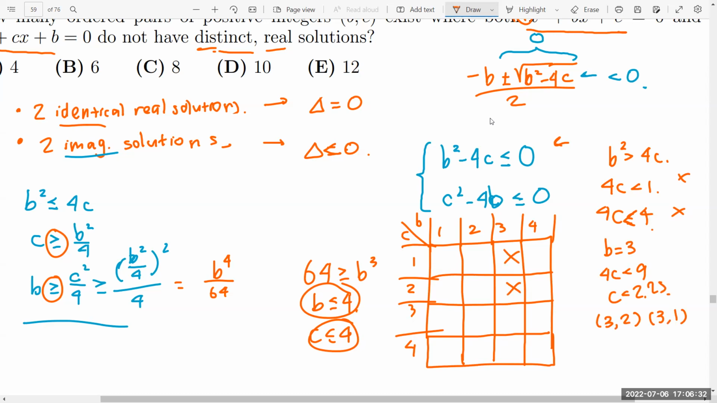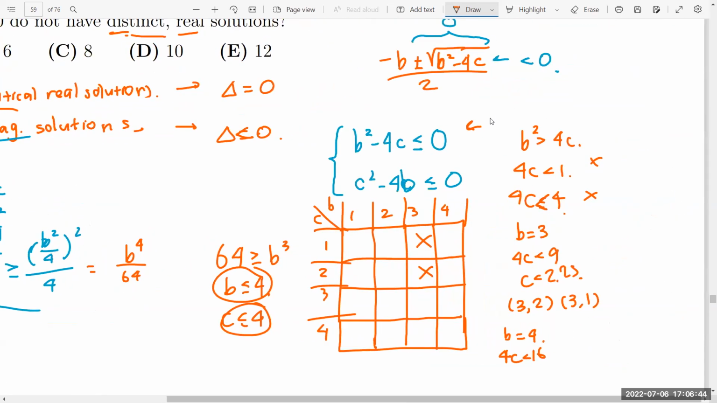So those don't work. If b equals 4, then we get that 4c is less than 16. So basically this rules out c equals 1, 2, or 3 for b equals 4. So these are also bad. And symmetrically, we can say that these will not work for the second equation.